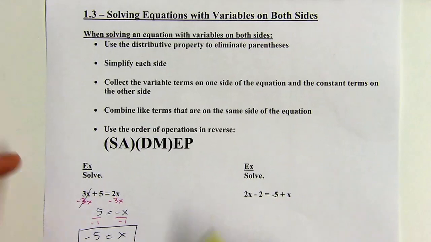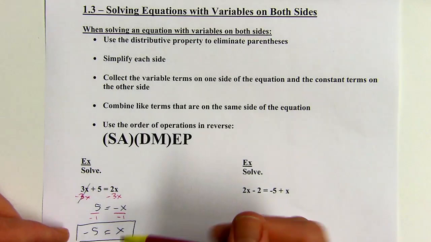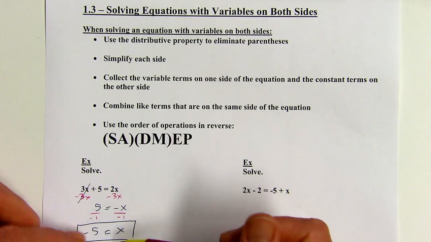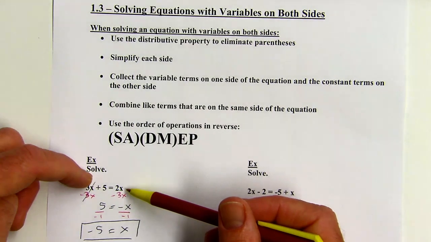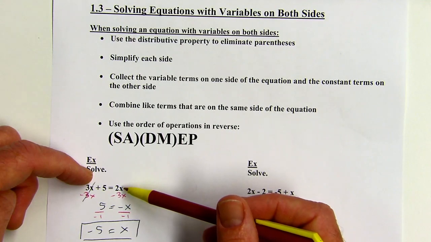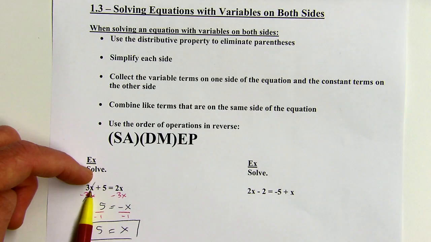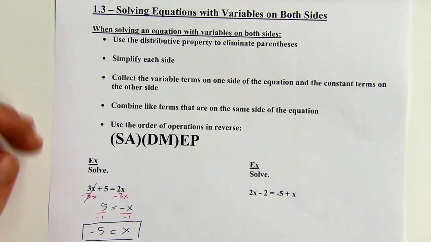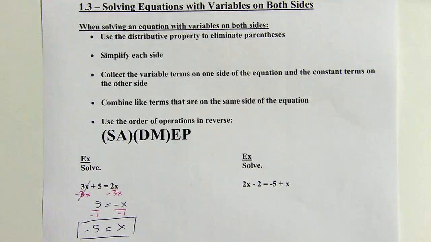And on all of these problems, once you solve for x, if you're not sure about your answer, you can go check it. And the way you would check it, take the -5, plug it back in for both the x's in the original equation, and see if it balances out. So here I'd have 3 times -5 would be -15 plus 5. That would give me -10 on the left side. 2 times -5 would also give me -10. Okay, so it does work, and you could always test those out like this.